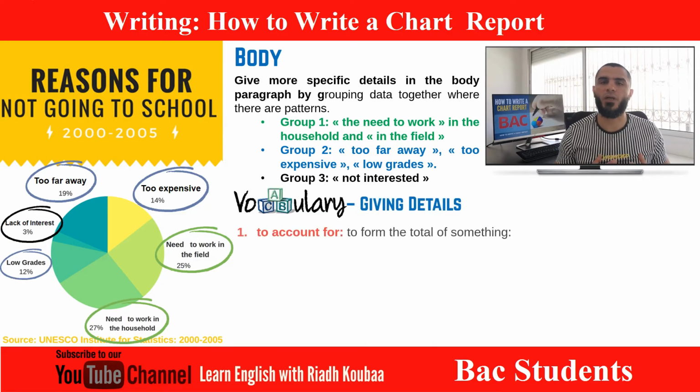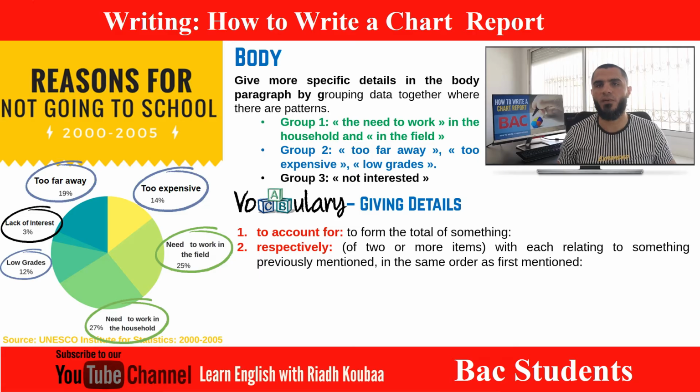The first one is to account for, which means to form the total of something. The second one is respectively, which means of two or more items, with each relating to something previously mentioned in the same order as the first mentioned. Let's make some examples with these words.